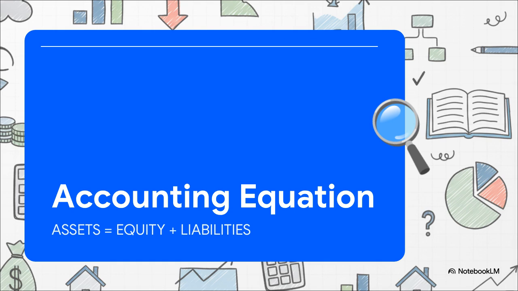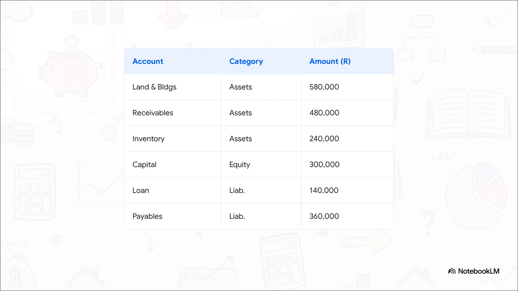Think of assets as the cool stuff the business owns: cash, buildings, inventory. Equity is what the owner has actually invested or kept in the business. And liabilities? Well, that's what the business owes to outsiders, things like bank loans or unpaid supplier invoices. Every single transaction, whether it's massive or incredibly tiny, hits this equation, and the two sides must always balance out. No exceptions.